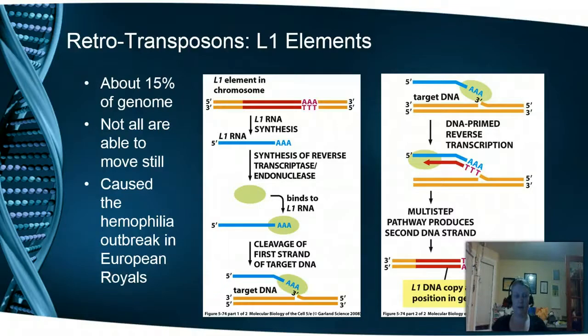So you have the L1 element in the original DNA sequence, makes the RNA. The RNA is then synthesized from the reverse transcriptase and the endonuclease that will then cleave the first strand of DNA sequence, and then it's going to go ahead and use the DNA primed reverse transcriptase to make the new copy of that L1 and insert it entirely into the new DNA. So you can see how this process is happening. If this is a little fuzzy for you, let me know so we can make sure we talk through this together.